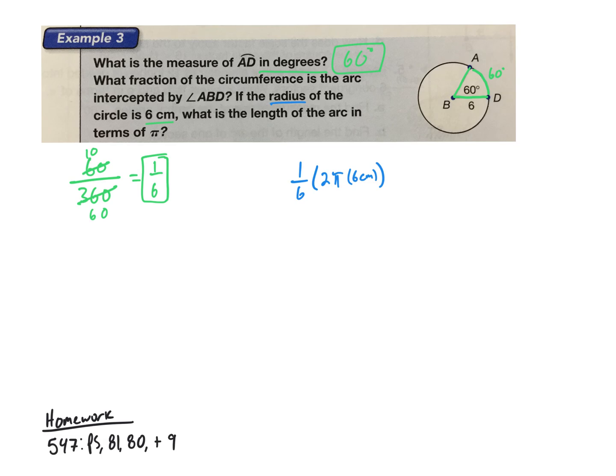Okay, now watch out here. It says, what is the length of the arc in terms of pi? Whenever it says in terms of pi, that means pi is going to be in my answer, so I'm not going to multiply in the 3.14. So let's just go ahead and multiply the 2 and the 6 together. So this is going to be 1/6 times 12 pi centimeters. Now I can multiply the 1/6 times the 12, or what's 12 divided by 6 gives me 2 pi centimeters. So the length along here, if this is 6 centimeters, this is 2 pi centimeters.